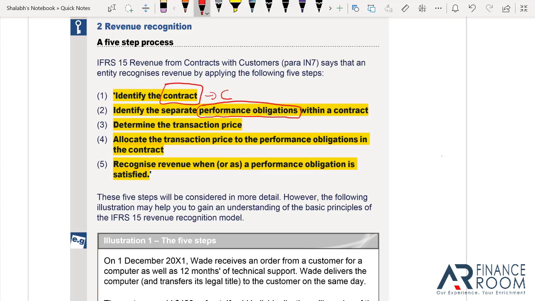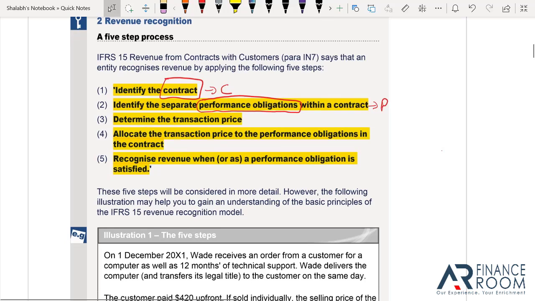What are different promises? What are different things? What are different goods, different services, combinations that you have promised, that you are obliged to perform as per a contract? The operative word here is performance obligation. P.